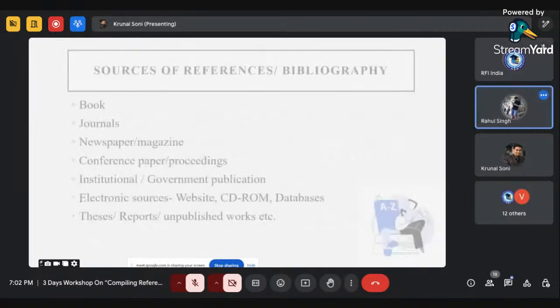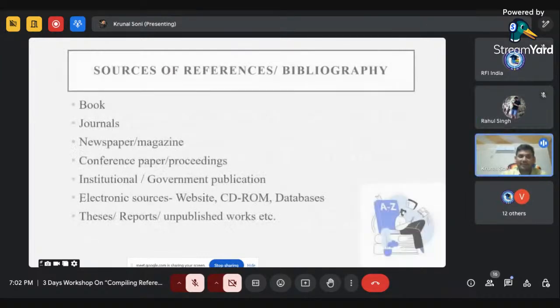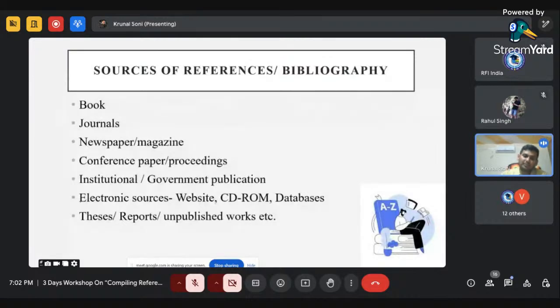No, sir. And this referencing and bibliography, these are the sources from which you can get it: book, journals, newspaper, conference paper proceeding, institutional government publications, electronic sources, website, CD-ROM database, thesis, reports, right? So these are the various sources through which you can get it.